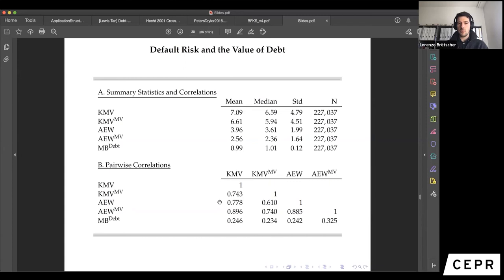So whenever you see KMV without anything, that's the book value version. KMV MV is the market value version. Okay. And we see that they are correlated, book and market value based variables, but not perfectly. Okay. Which gives us some hope that there's some interesting variation we can exploit.